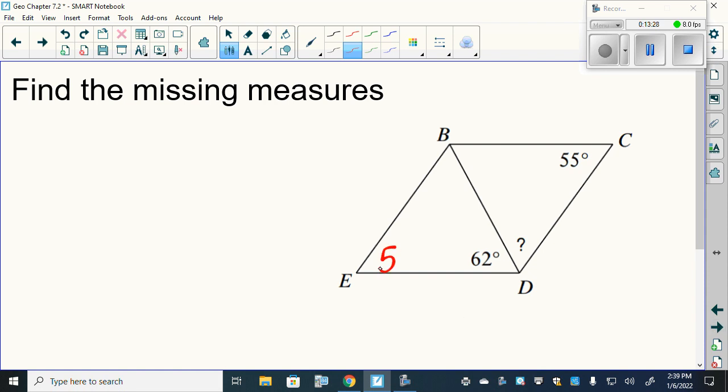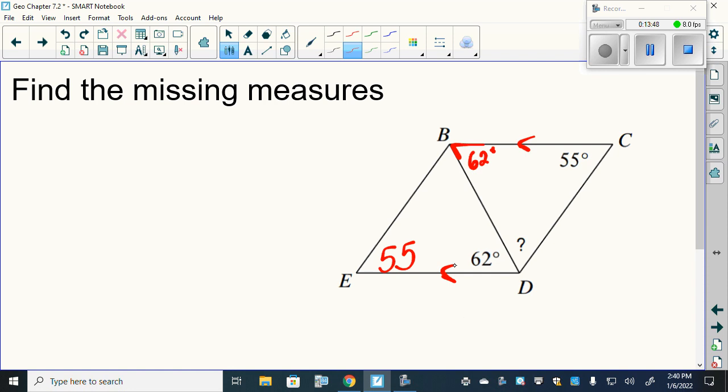E would be 55. What do we know of this side of angle B? 62. And it's really working off of our alternate interior angles because of those parallel lines. That's actually part of the reason why we can say that.